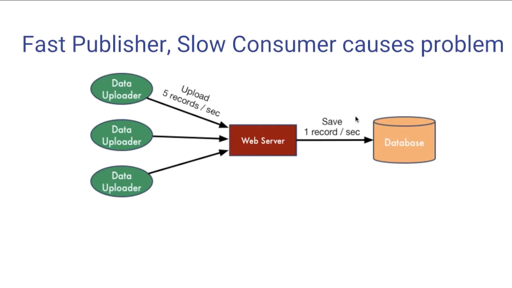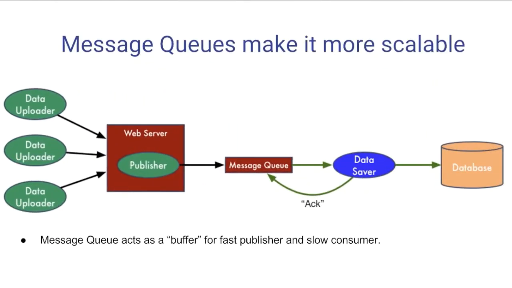So let's take a look at how you can fix this slow consumer problem with message queues. Okay, so by introducing a message queue to this workflow, you actually make it more scalable. Here's what I mean. This message queue will act like a buffer between the fast publisher and the slow consumer. And it also takes away the responsibility of buffering from the web server.